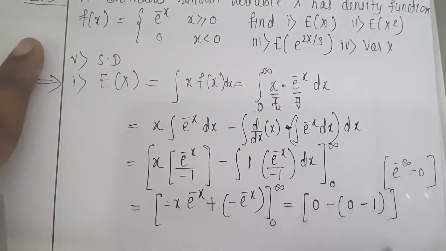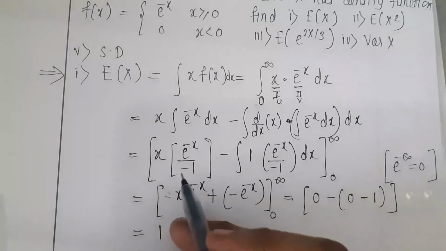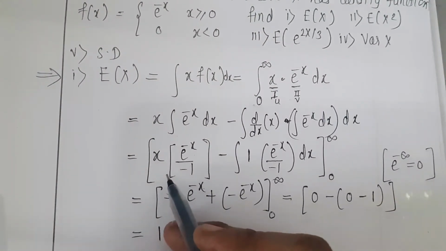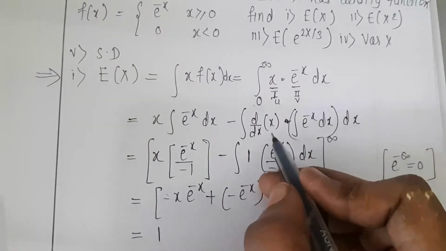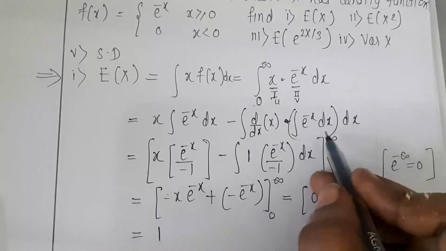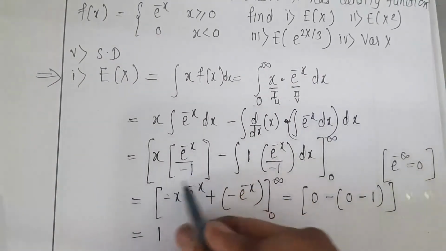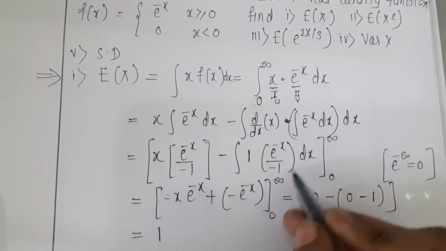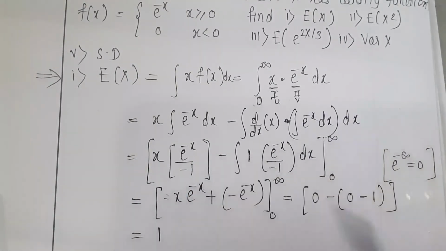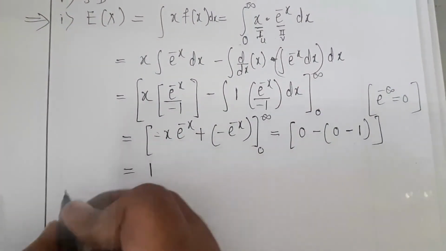So minus with this minus, it is equal to 1. Here you can use the direct generalized rule of integration by parts also. See how to use that rule. First function as it is, integration of second function, minus derivative of first into integration of the previous function. So minus minus becomes plus, and minus remains as it is. So in this way we get the expectation of x.